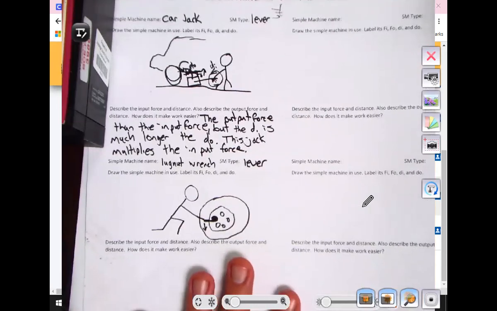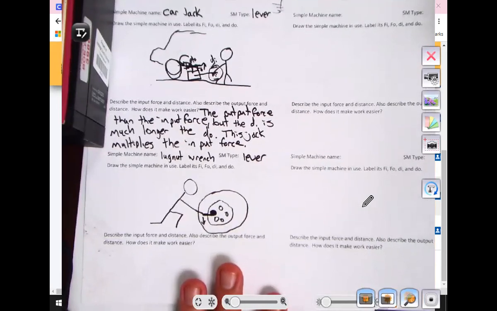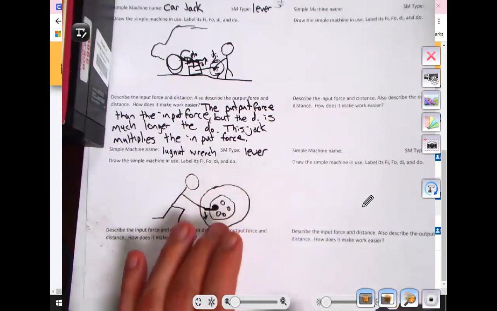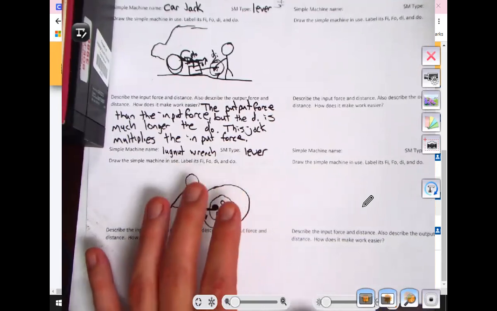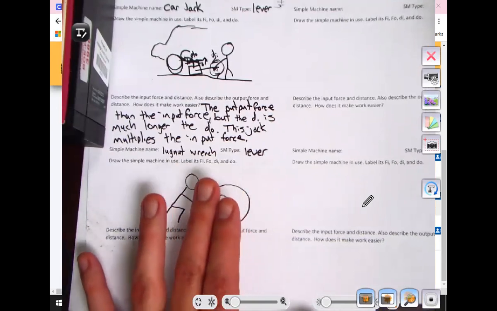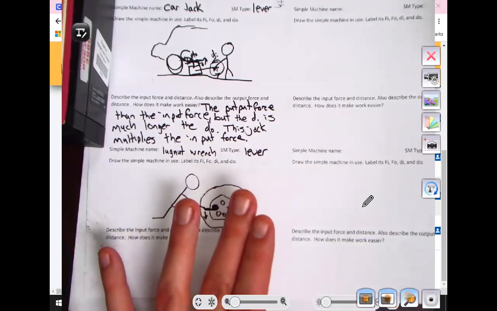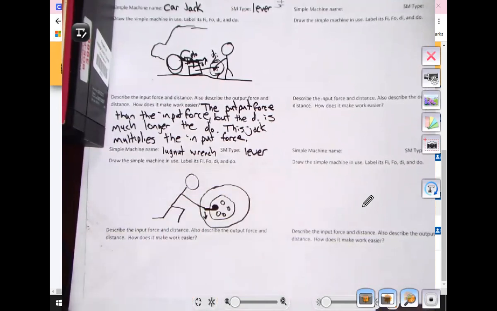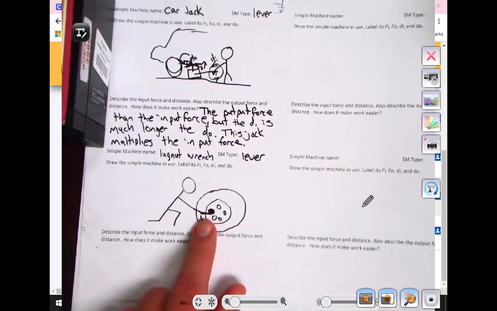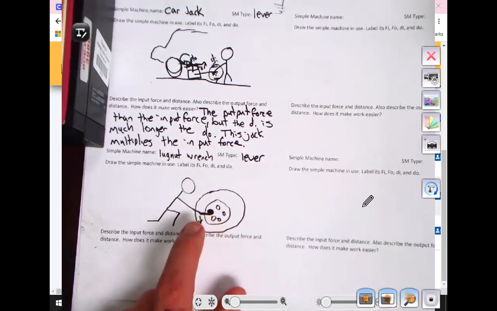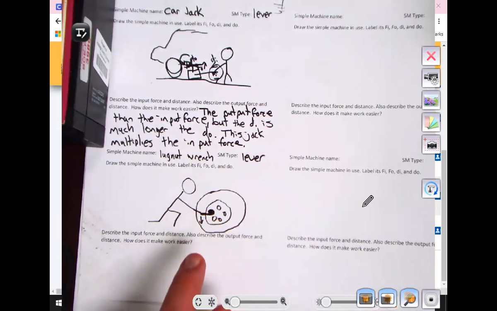All right. The thing that we were trying to do on this the other day, one thing that we drew was the lug nut wrench. Now what we need to do is draw the FI, the FO, the DI, and the DO for this simple machine. Draw that on there and label. You should have already drawn the lug nut wrench there. I'm going to give you 1 minute to draw where the FI, the FO, the DI, and the DO is.